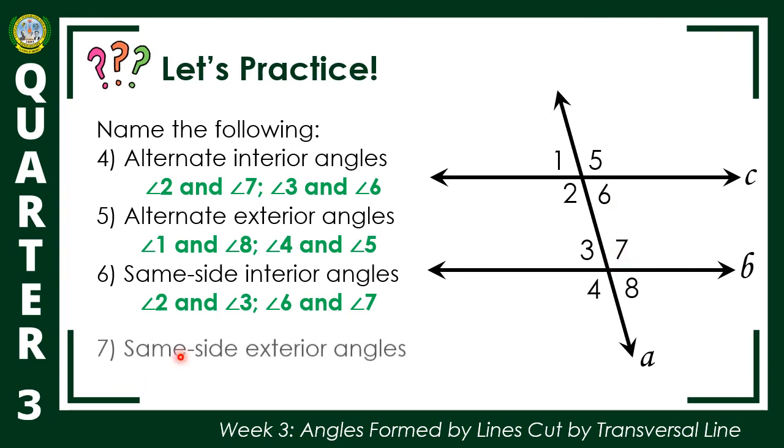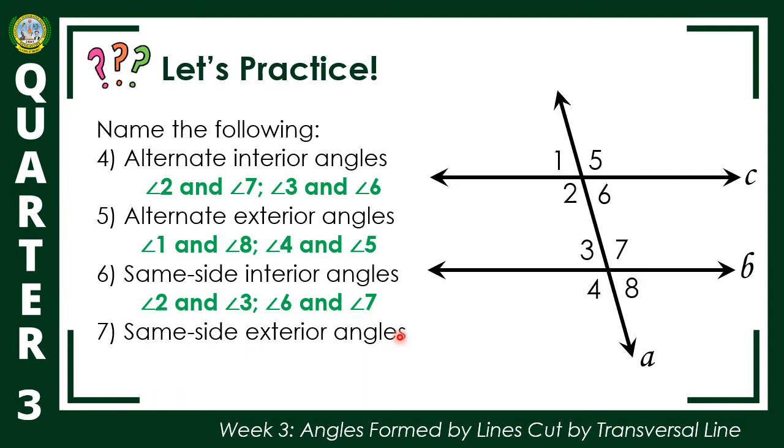Last, we have the same side exterior angles. These are two exterior angles on the same side of the transversal. So, ang partner po ng angle 1 is angle 4 and ang partner ni angle 5 ay angle 8. Okay, so that's how we classify the different angle pairs formed by two lines cut by a transversal line.